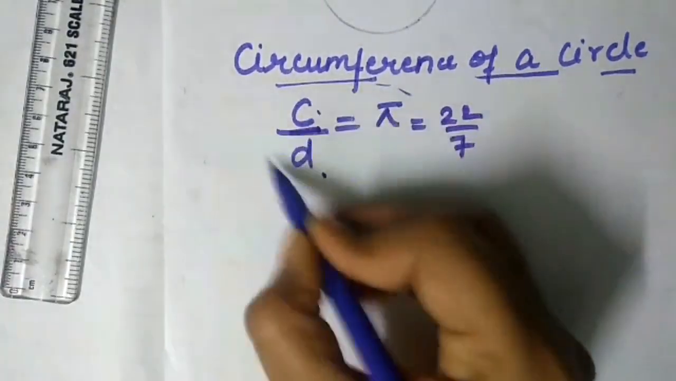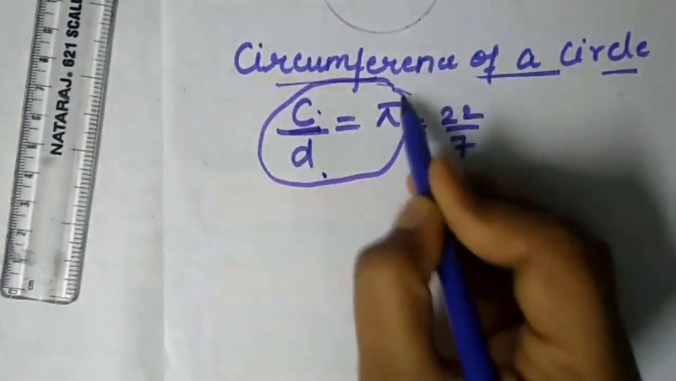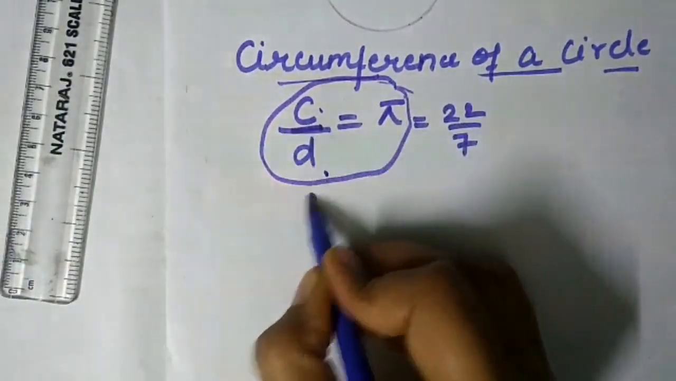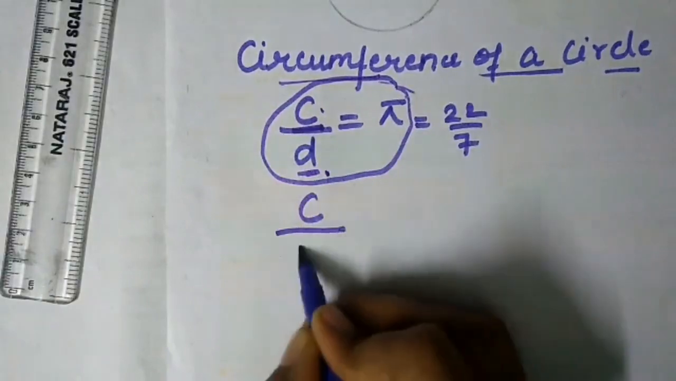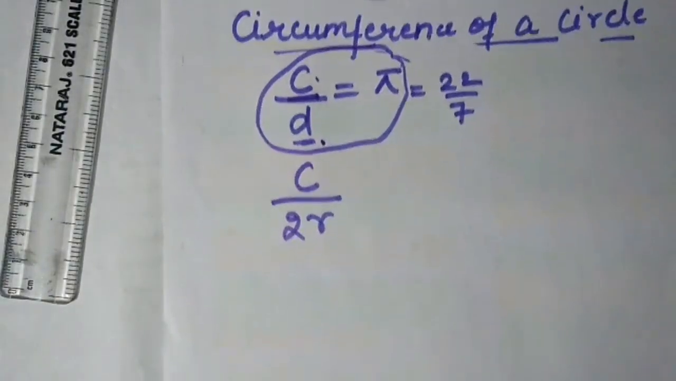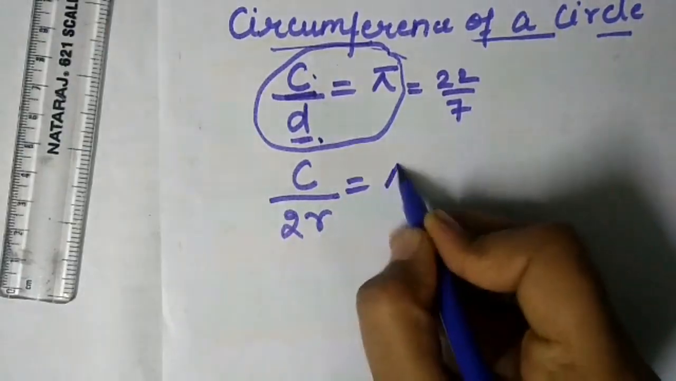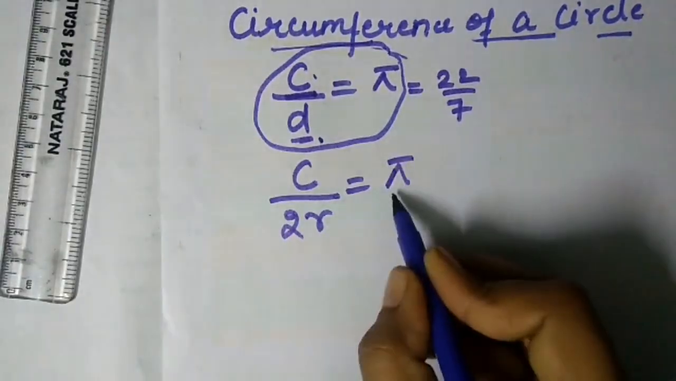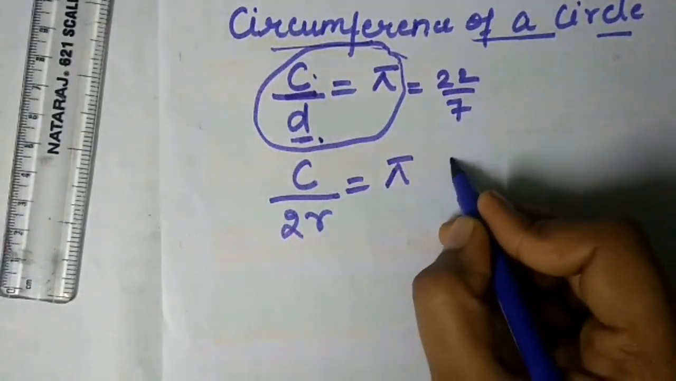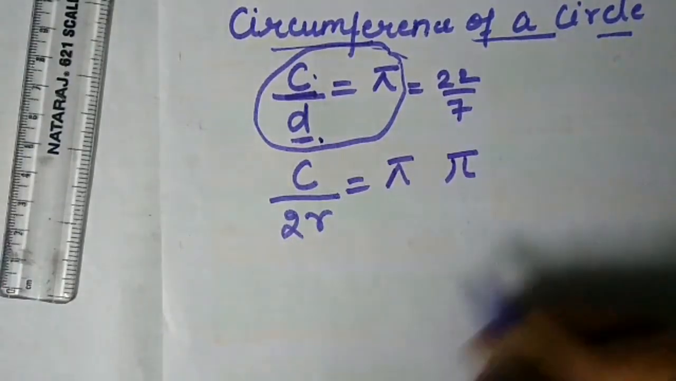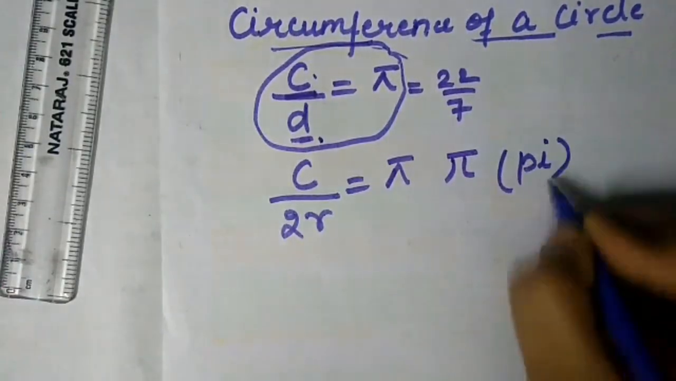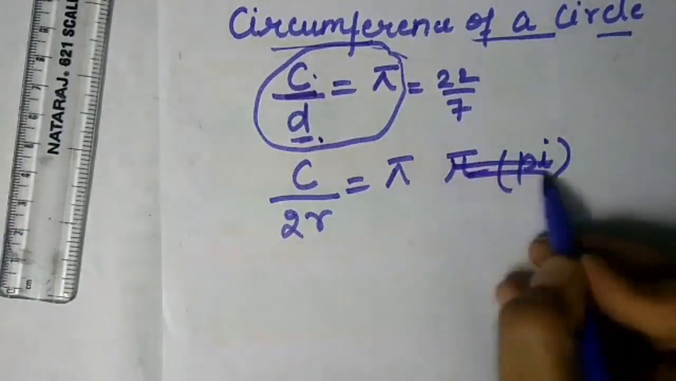Okay, now how will you calculate the circumference? Here, from this relation I will derive how you will get the circumference. Now in place of d, can I write 2r? Yes, this we have learned, that the diameter is double the radius, and this is pi. Okay, you can write pi like this also or like this also. And this is the symbol pi.